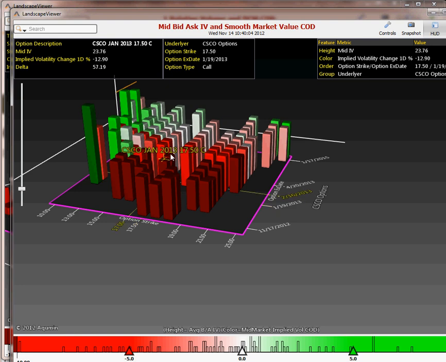So the January 13, 17.5 call, mid volatility is 23, and it's down 12.9% today. That's in relation to maybe an April 17 call that's just barely down, less than 1%, trading 27 as well. So that's a quick overview of the relative volume.